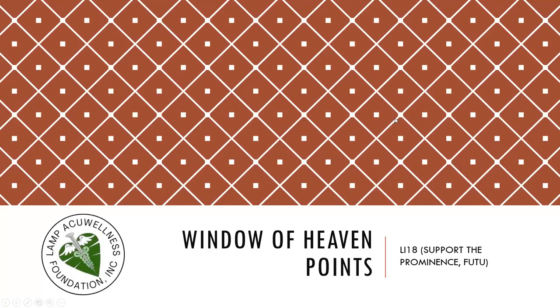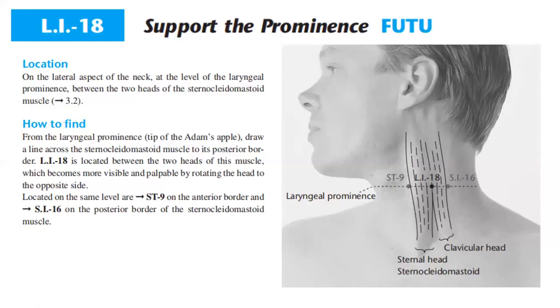Let's discuss window of heaven points. LI18, Support the Prominence. Location: on the lateral aspect of the neck at the level of the laryngeal prominence, between the two heads of the sternocleidomastoid muscle. How to find: from the laryngeal prominence, the tip of the Adam's apple, draw a line across the sternocleidomastoid muscle to its posterior border.